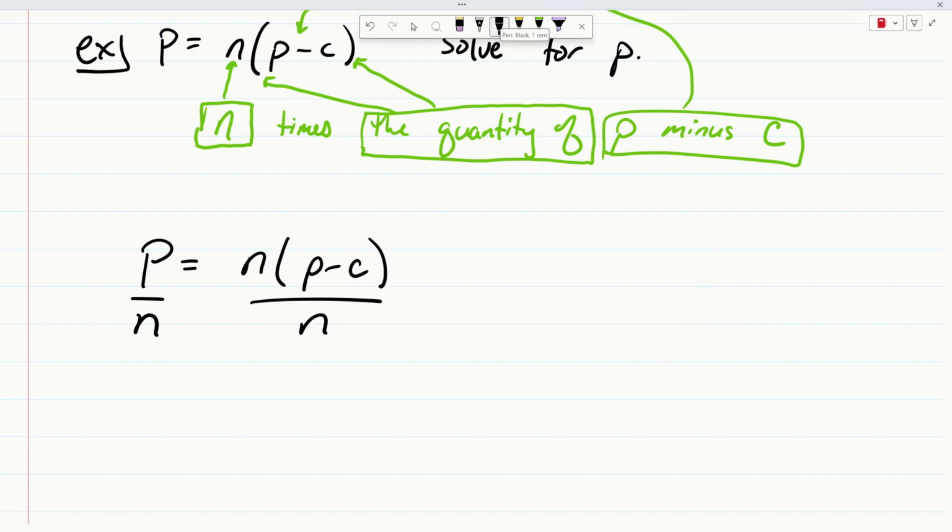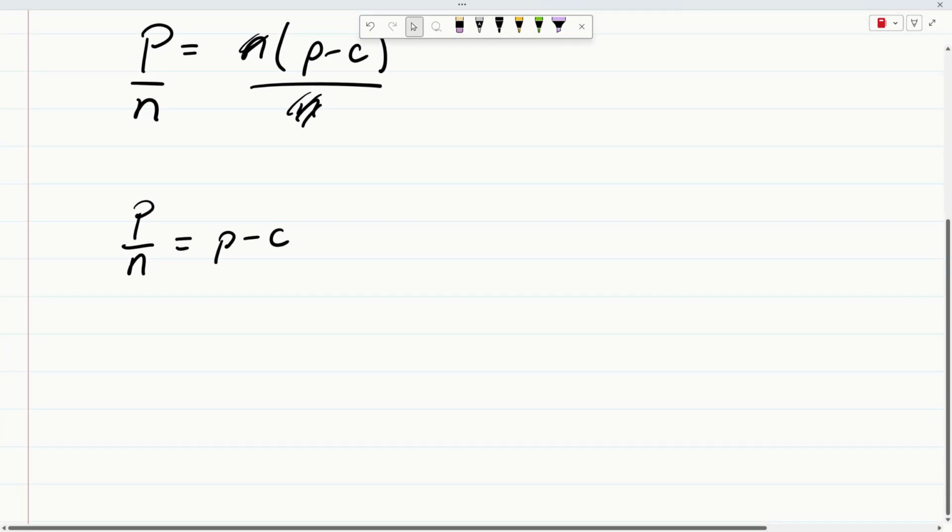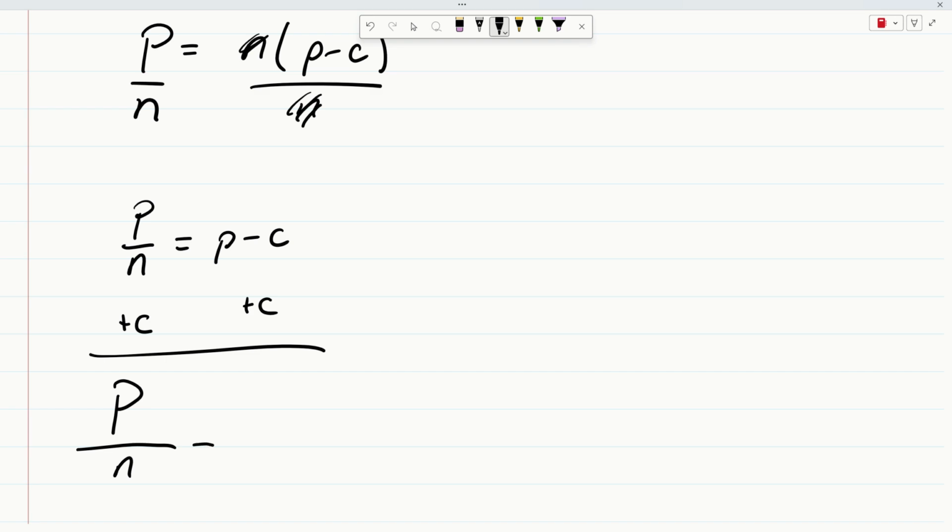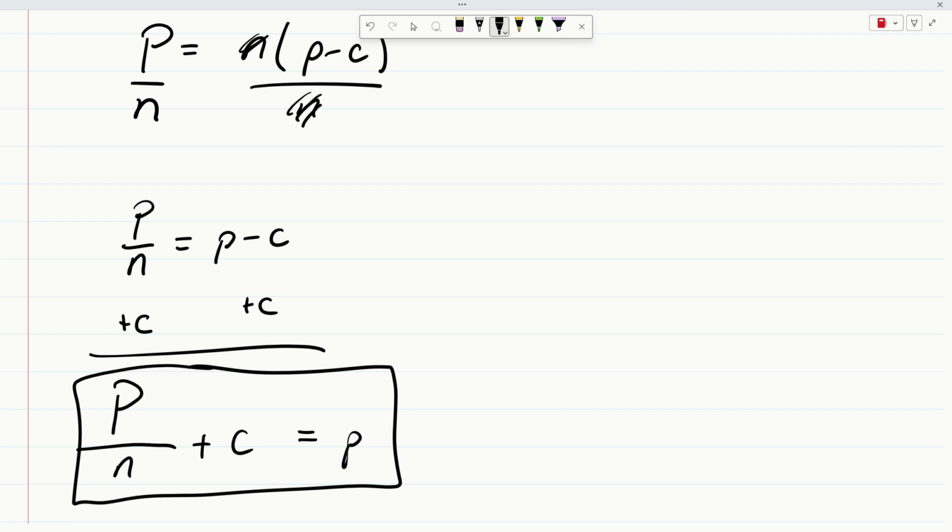So what happens here is the N's reduce. All right, and I'm left over with P over N equals little p minus c. And to solve for p, I'm going to add c to both sides. So I get this capital P over N plus c equals little p. And that's all we had to do there. Every single problem is basically done the same exact way. It's just a matter of understanding the algebra and everything behind it.